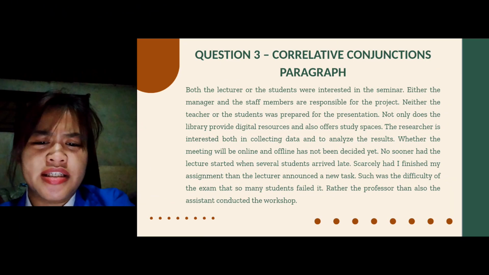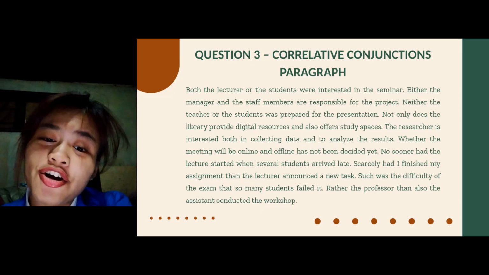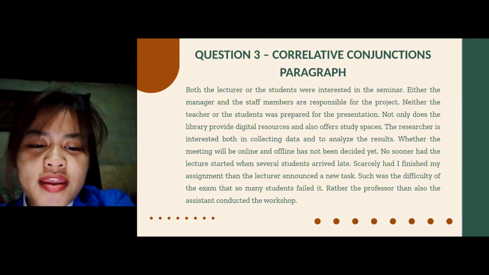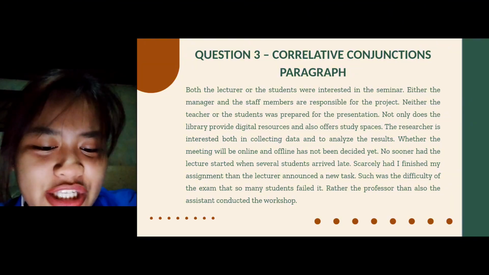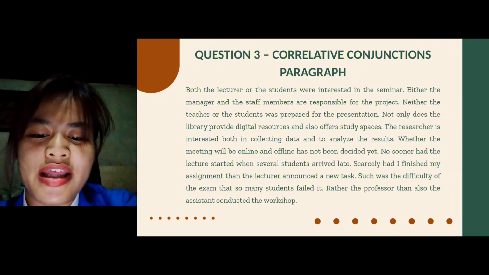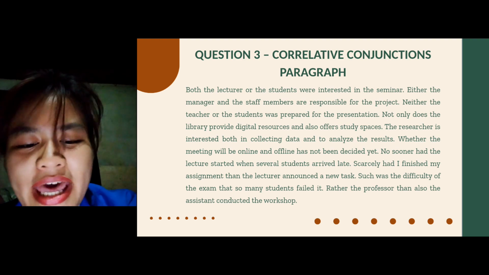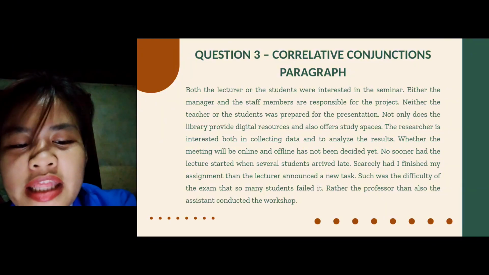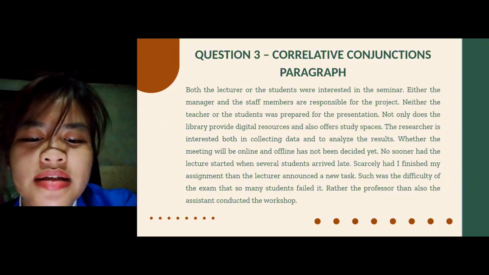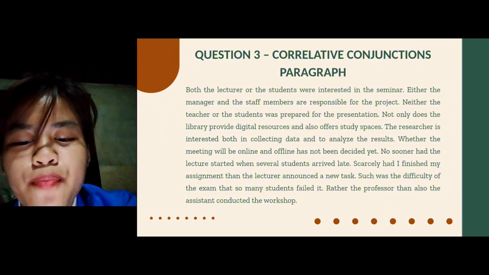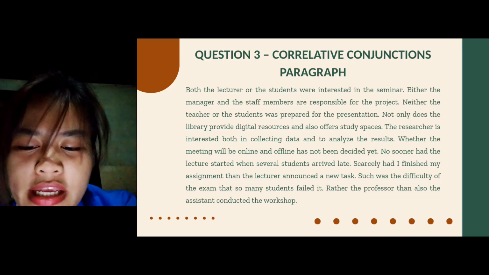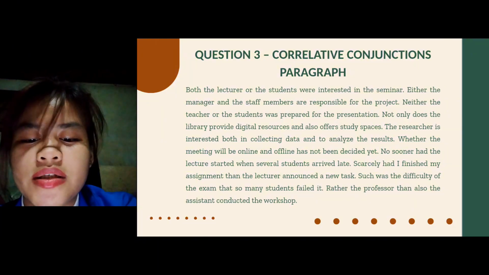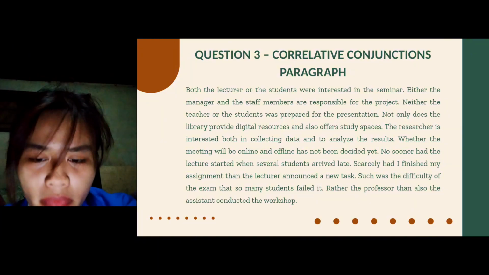Okay, the last question, the third question, for the correlative conjunction paragraph. Both the lecturer or the students were interested in the seminar. Either the manager and the staff members are responsible for the project. Neither the teacher or the students was prepared for the presentation. Not only does the library provide digital resources and also offers study spaces.